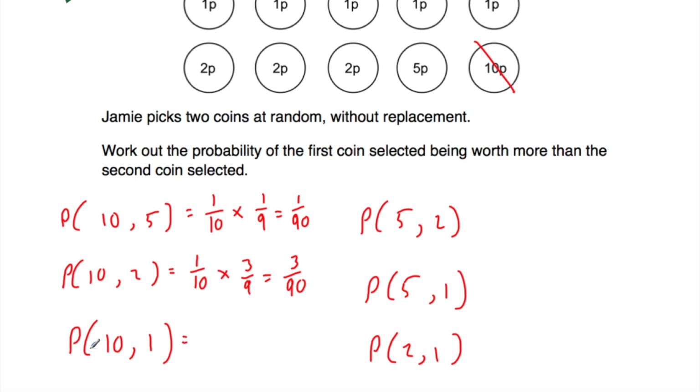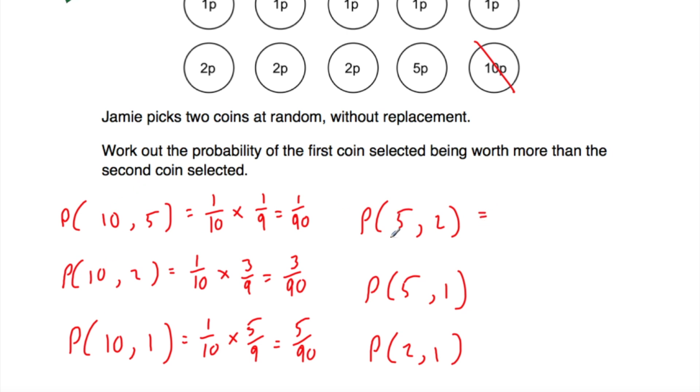Okay, next, the probability of a 10p and then a 1p. So the 10p again would be 1/10 for the first coin. And then once that coin is taken out, the probability that the second coin is a 1p would be 5/9. And then 1/10 times 5/9 would be 5/90. Again, that could be cancelled down to 1/18, but I'm just going to leave it as 5/90 for the moment. Okay, so we've done all the options with the 10p being the first coin.